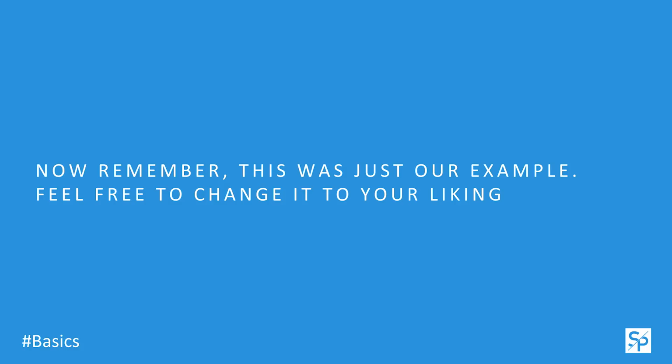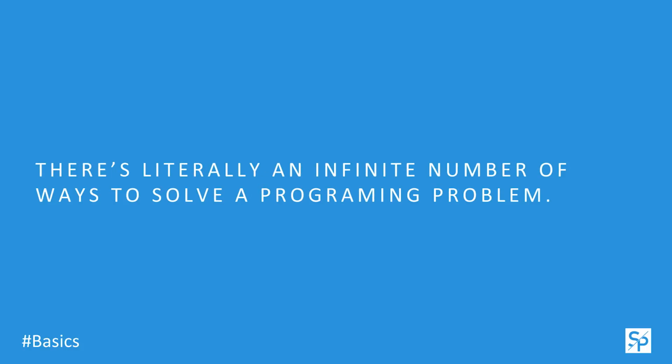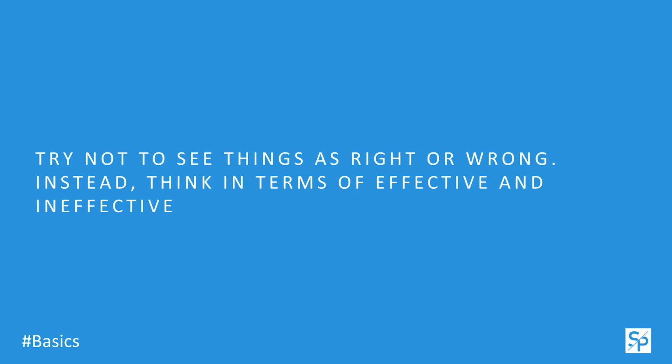Now, to keep in mind what we've been talking about in this episode and what we'll continue to talk about through the rest of the episodes, there are literally an infinite number of ways to solve a programming problem. This has been mathematically proven, and it's a pretty awesome proof if you go out and read it. And all that's to say, try not to see things as right or wrong. Instead, think in terms of effective and ineffective.